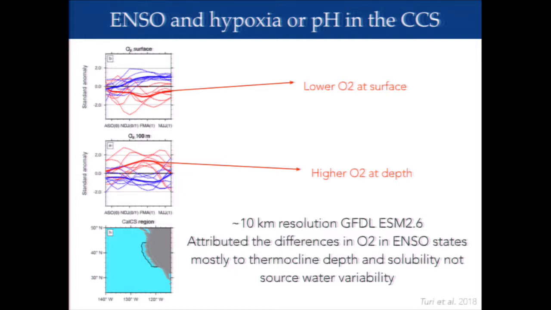Turi et al. in 2018 did an analysis of a 10-kilometer resolution GFDL simulation, ESM 2.6. And what she found was that during these ENSO events you do see higher oxygen during El Nino and lower oxygen at the surface, higher oxygen at depth. She attributed this mostly, for these different ENSO states, to the depth of the thermocline and the solubility, not necessarily the presence of different source waters. So it's more about where the water is, not about where it's coming from in this simulation.